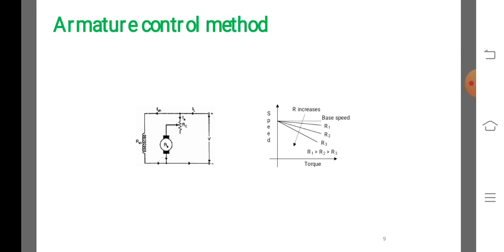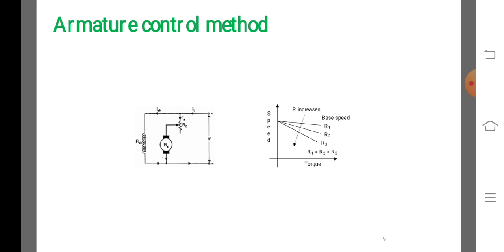So the voltage drop in the controller resistance increases and the back EMF E_B is decreased. Since N is proportional to E_B, the speed of the motor is reduced. The highest speed obtainable corresponds to R_x equal to 0, which is the normal speed. Hence, this method can only provide speeds below the normal speed. It has some advantages and disadvantages.